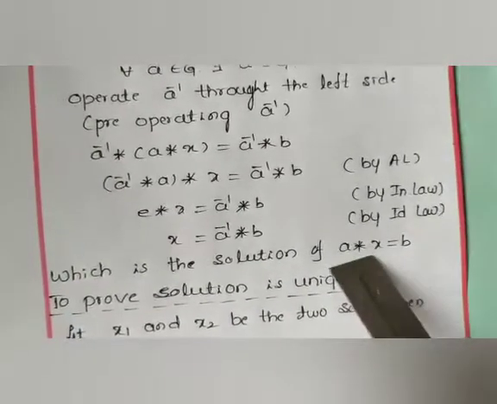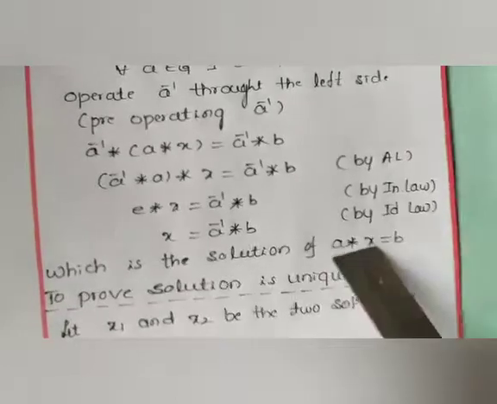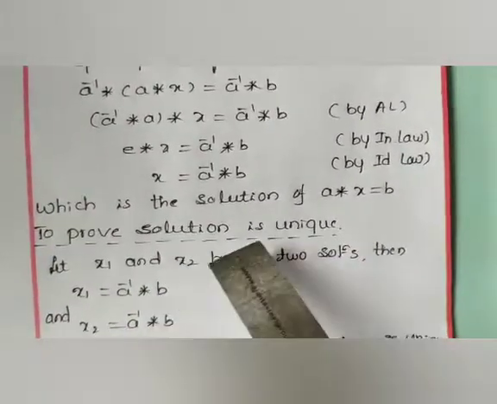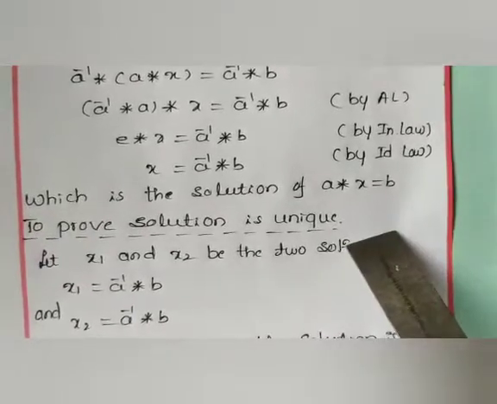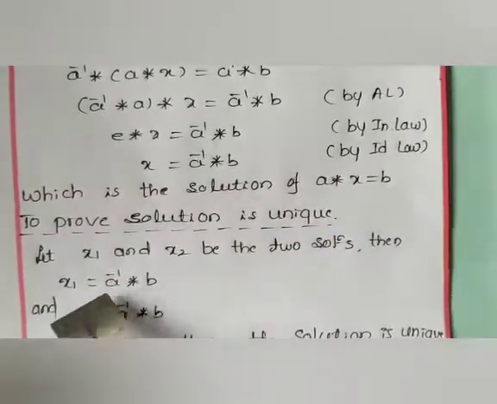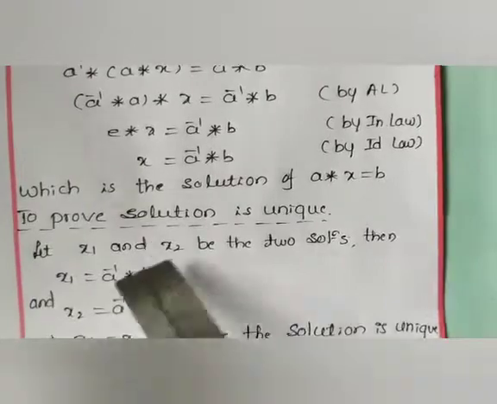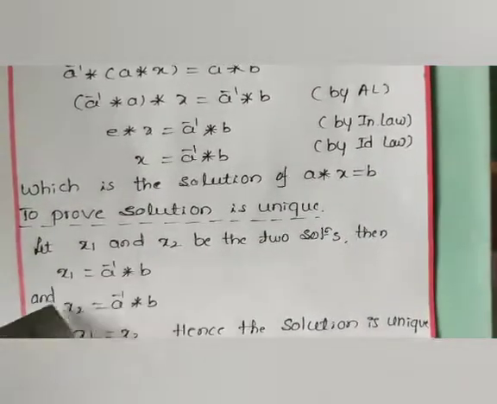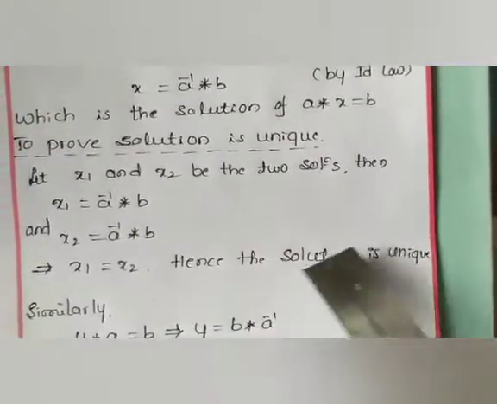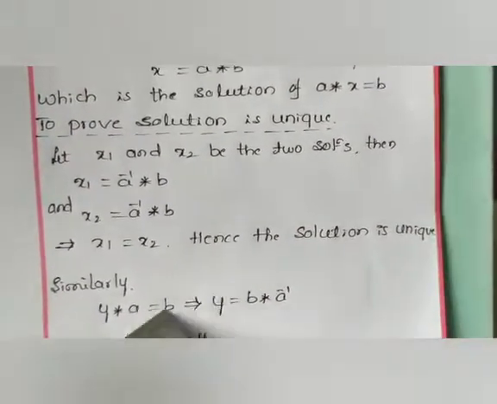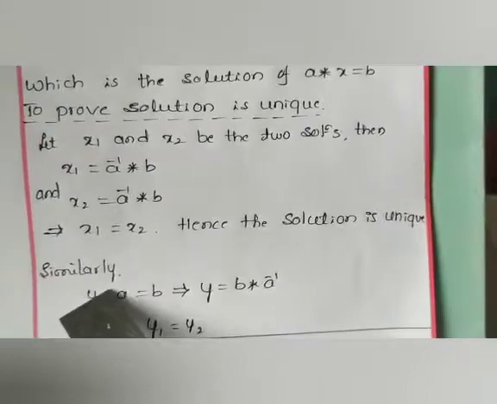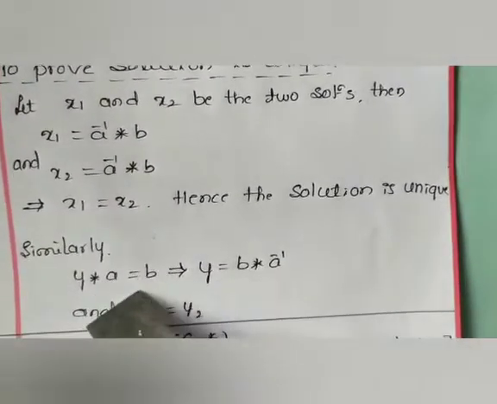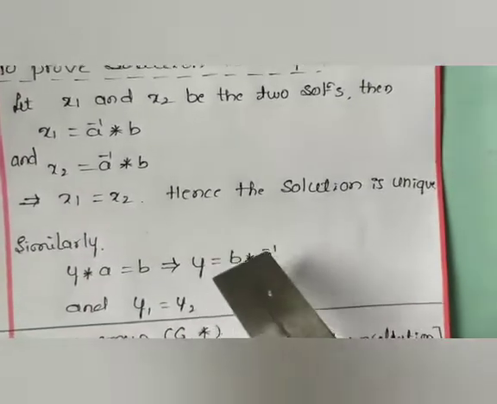To prove that this x has only one value, not more than one value, to prove the solution is unique, let x1 and x2 be two solutions. Then what happens? In place of x, x1 is equal to A inverse star B, and x2 is also equal to A inverse star B. That means these two are equal, x1 equal to x2, hence the solution is unique. Similarly, take the second equation, y star A equal to B, and multiply A inverse throughout the right side, that is post-multiplying, we get y equal to B star A inverse.